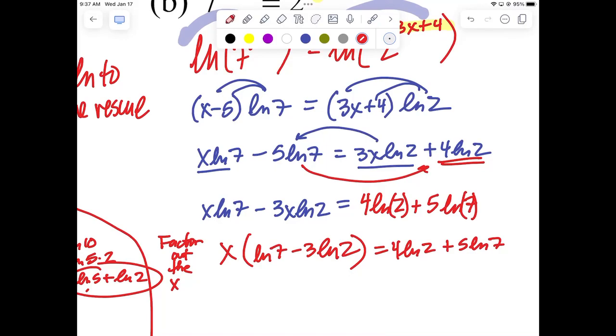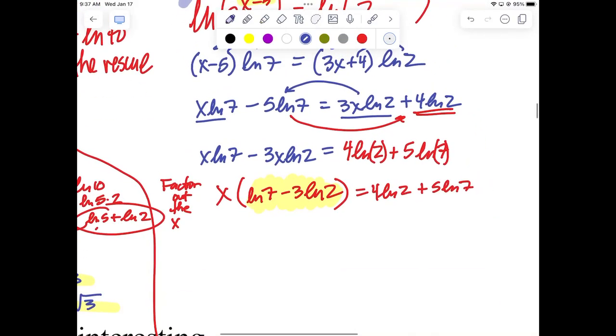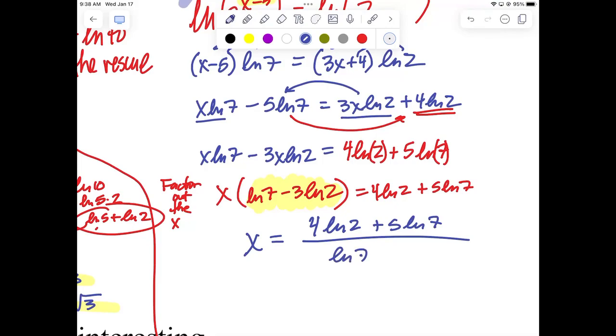All right, now, believe it or not, this ln of 7 minus 3 ln of 2 also is just a number. How do I undo multiplying by that number? I'm multiplying by x. I want to get rid of that number. I divide by that number. I divide both sides by that highlighted number. It will divide out on the left, and I'm left with 4 ln of 2 plus 5 ln of 7 all over ln of 7 minus 3 ln of 2.